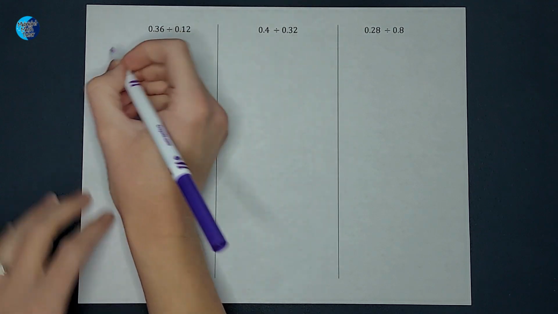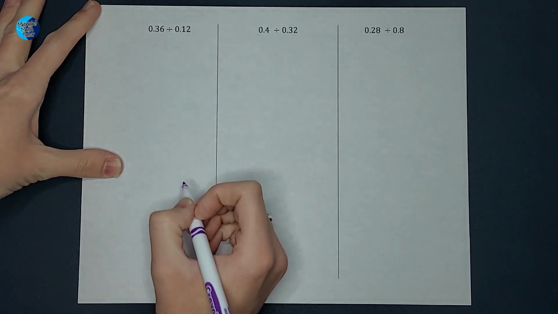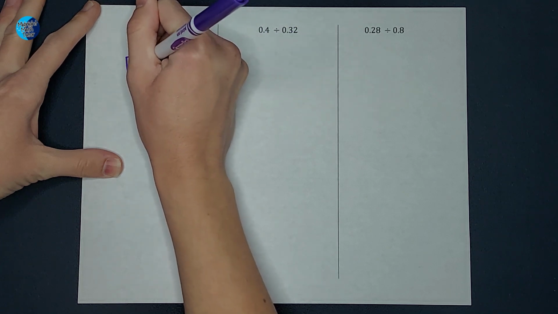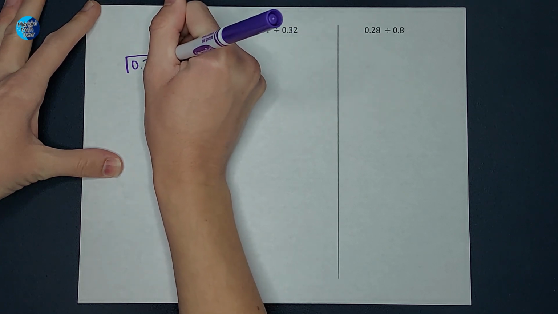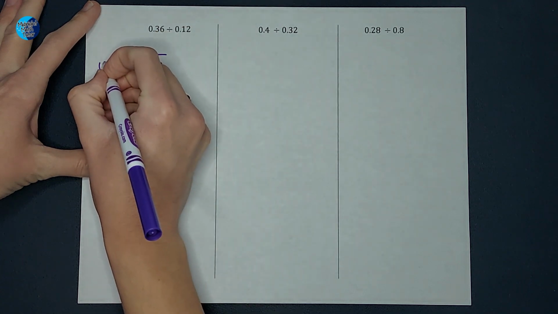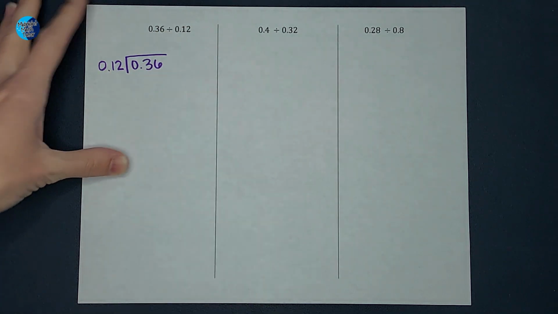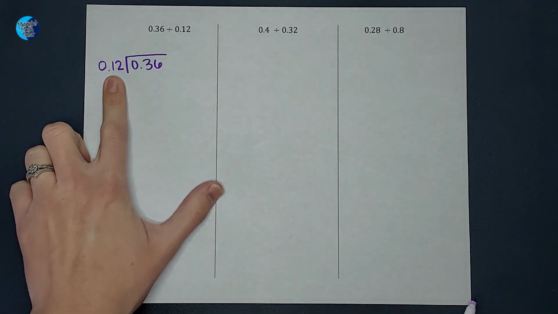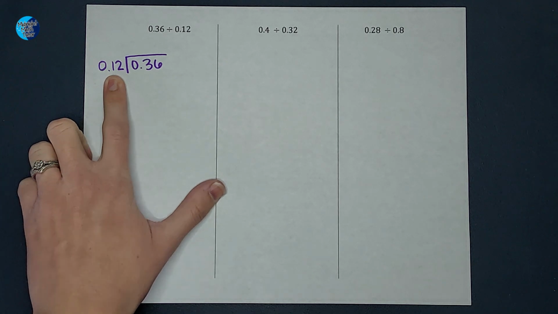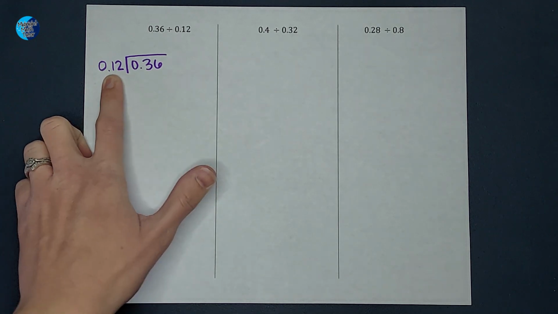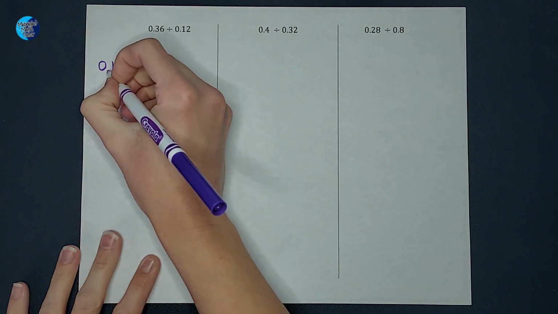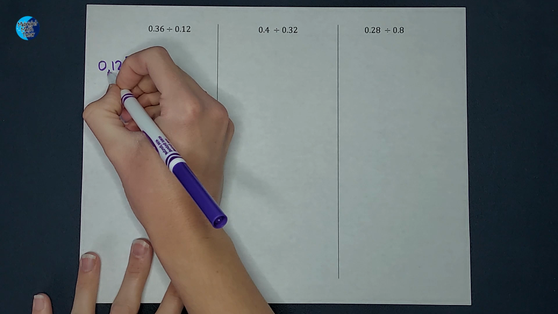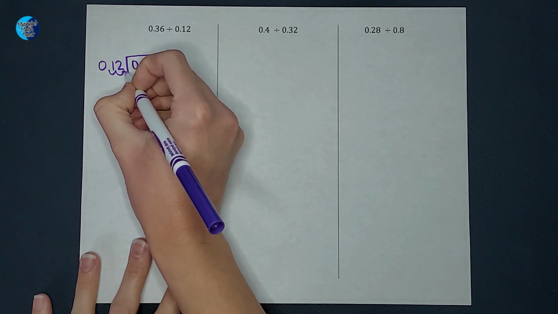When I write this for long division, the first number goes inside the box, right? So I have my long division here. I have 0.36 on the inside and 0.12 on the outside. So we do not like this number to have a decimal that is not at the end where it doesn't really matter, right? So what I can do to basically get rid of this decimal or get it where I want it to be is I can move it over twice.